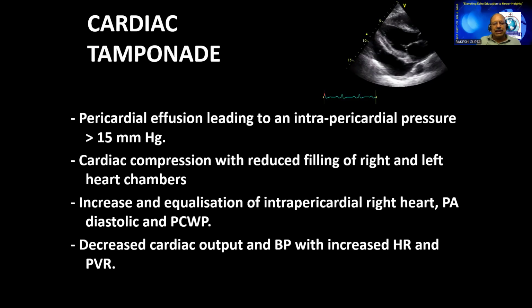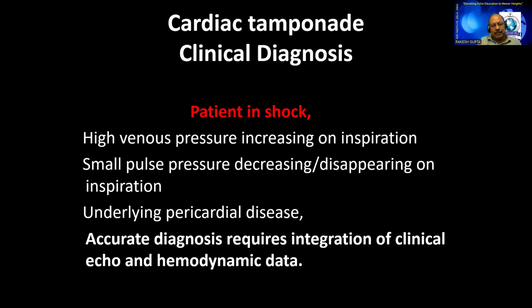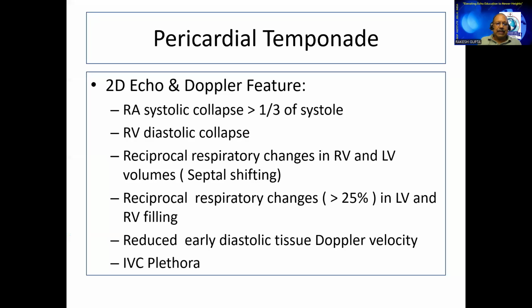So let's talk in a practical sense about what we are looking for by clinical as well as echocardiographic features. If somebody has a pericardial tamponade, the most important thing is that the patient will develop low blood pressure. Why will he develop low blood pressure? Because there is not adequate filling of the RV. And he'll have elevated venous pressure in the form of engorged neck veins, and there's evidence of pulsus paradoxus, which will come over a period of time. Why is the patient shocked? Because of this poor filling of RV pressures. Now, let's talk of the features of pericardial tamponade.